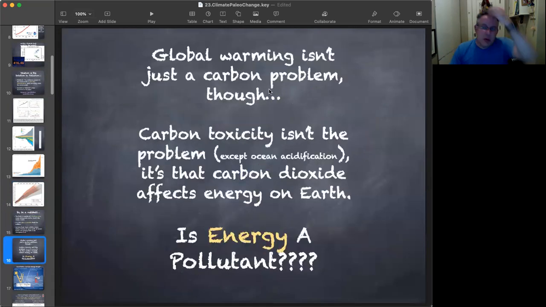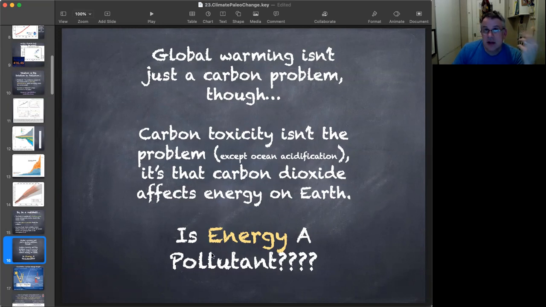Okay, so global warming isn't just a carbon problem, though. Carbon toxicity isn't the problem, with the exception of ocean acidification, which actually is carbon toxicity. The acidification due to the excess carbon kills things, but it's more that the carbon dioxide affects the energy on Earth. And now, is energy a pollutant?